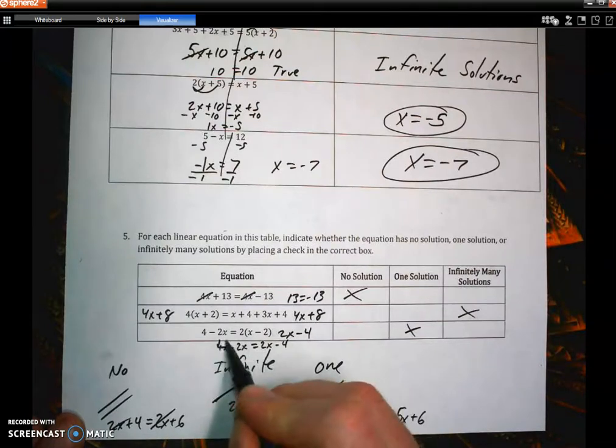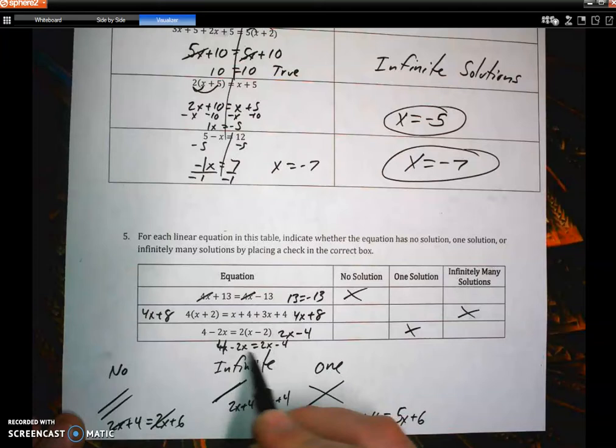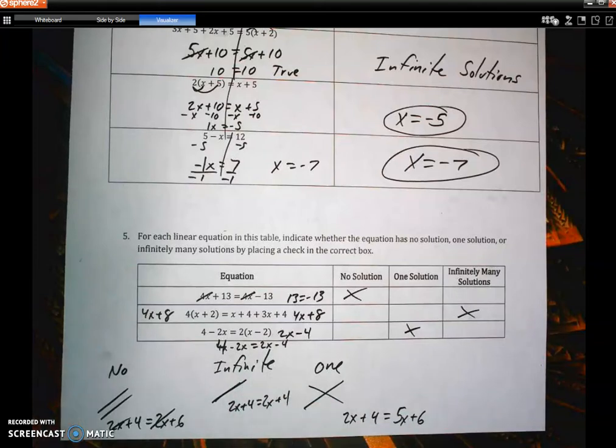This is actually a 4. So 4 and negative 4 aren't the same. Negative 2x and 2x aren't the same. They're trying to trick you on that one.